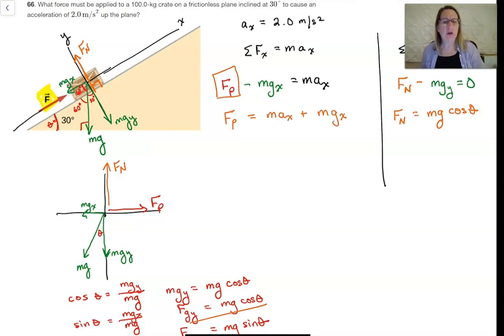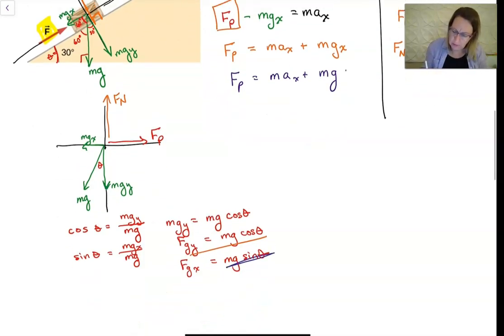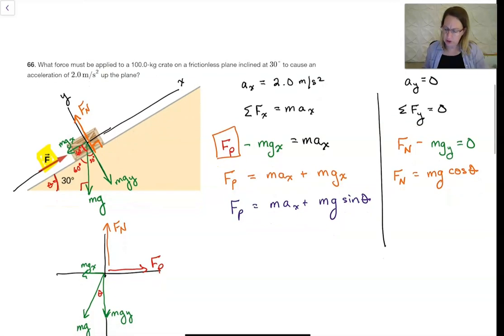Watch your signs here. We've already put in the sign, the direction associated with gravity, so you don't have to then put another negative sign in. And so your force of push here is just mass times acceleration plus mg times sine of theta. So that's what our expression looks like after we've used our SOHCAHTOA. And so now we just have to plug numbers in.